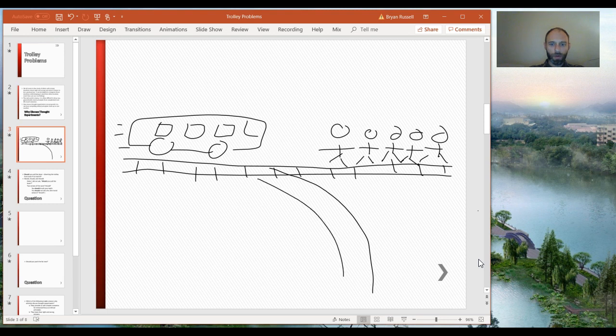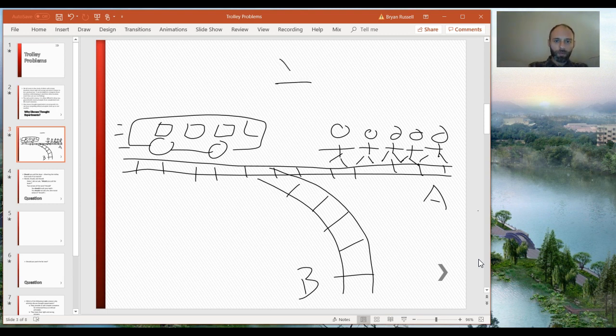Perhaps, happily for these people, there's an alternate track that this trolley could go down. If the trolley goes down this alternate track, we'll call it track B. We'll call the initial track track A. So if the trolley goes down track B, then these 5 people will certainly live.